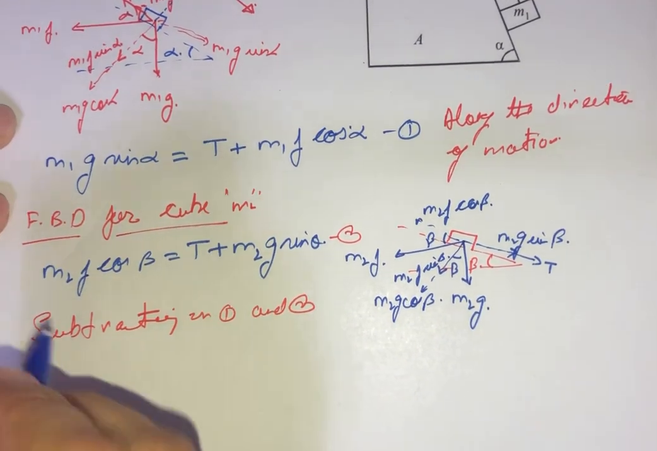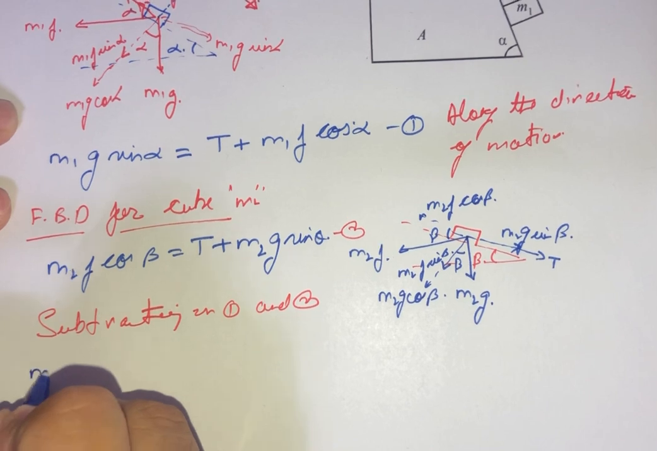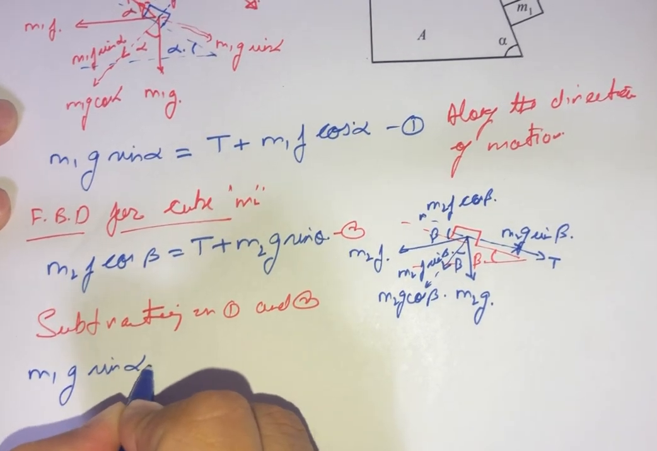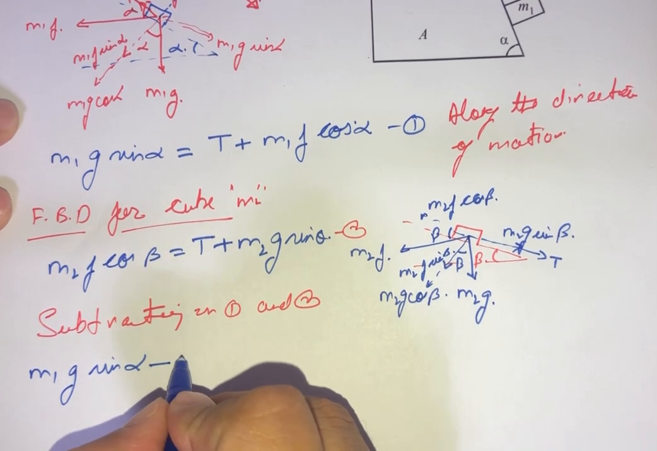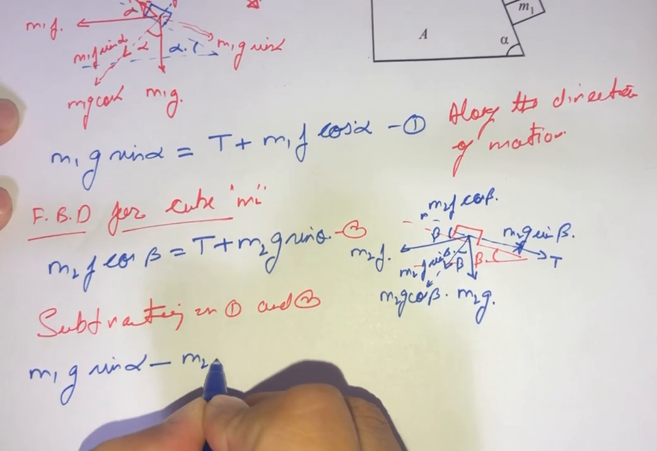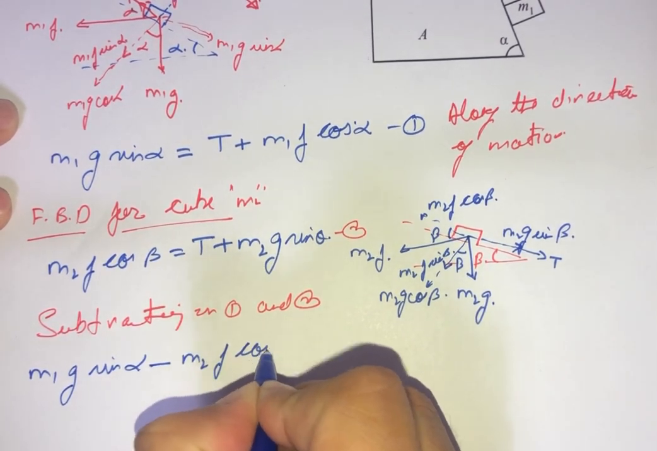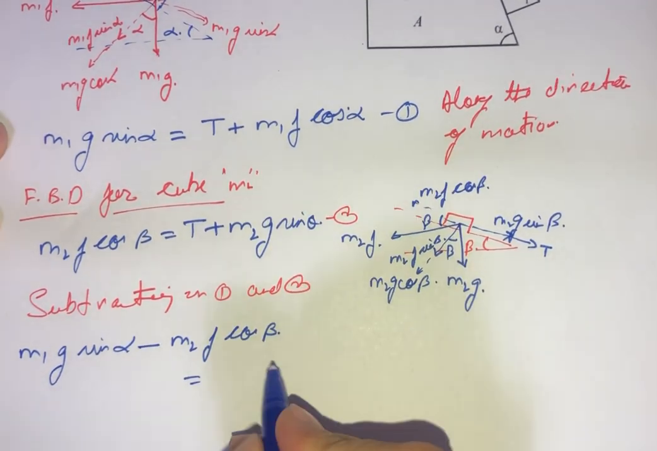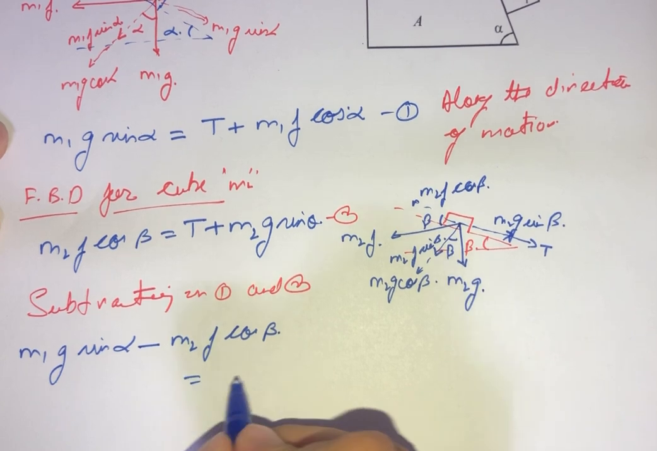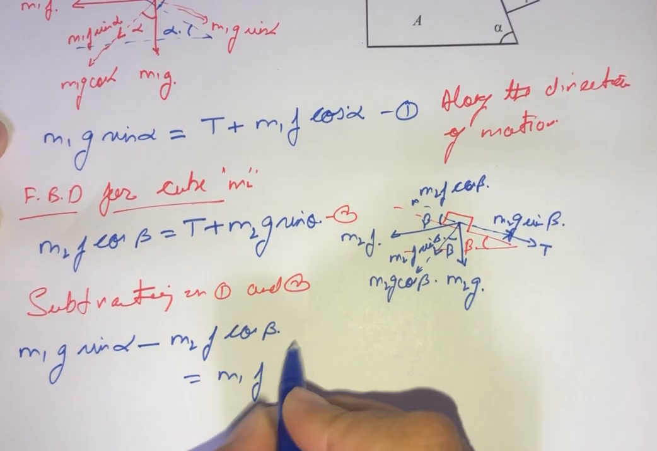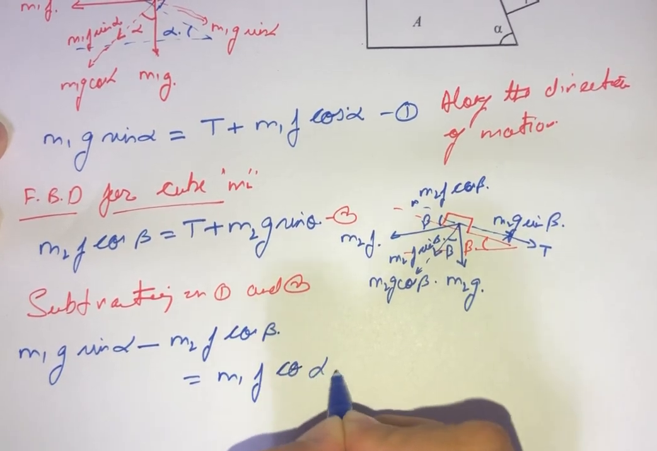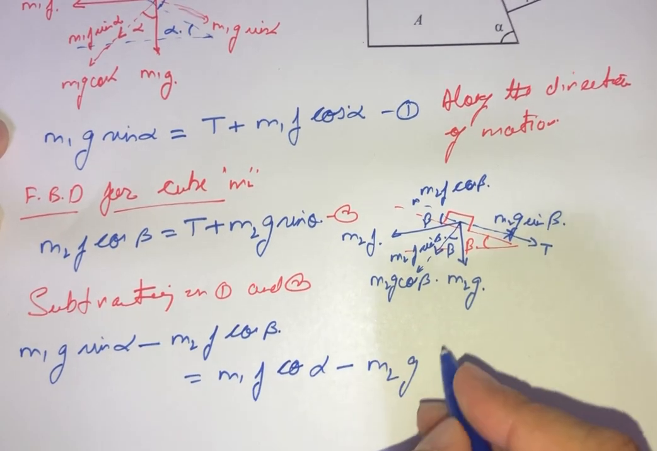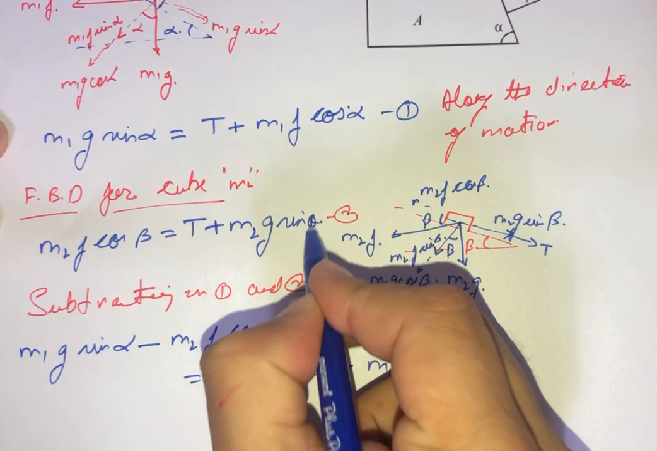we are going to get M1G sin alpha minus M2F cos beta is equal to M1F cos alpha minus M2G sin beta.